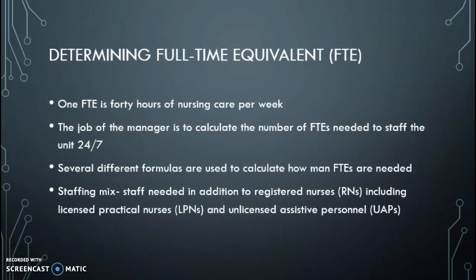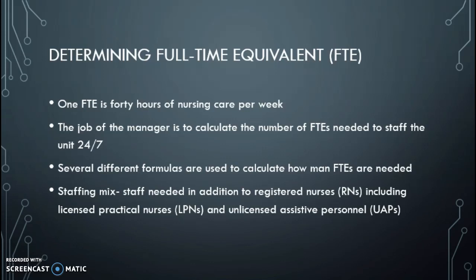Determining full-time equivalents. One FTE is 40 hours of nursing care per week. This can be met by a single employee or several part-time employees. The job of the manager is to calculate the number of FTEs needed to staff the unit 24 hours a day, 7 days a week. Several different formulas can be used to calculate how many FTEs are needed.